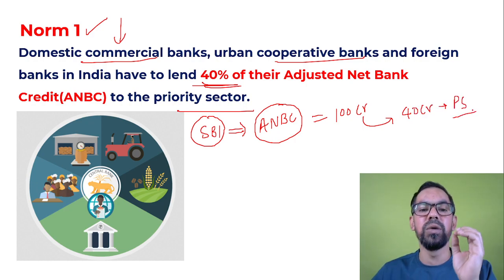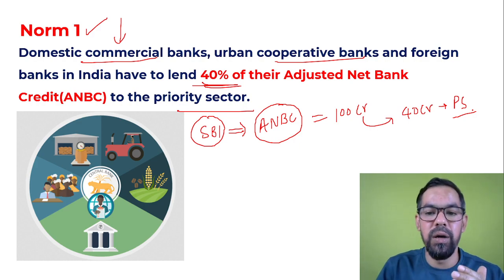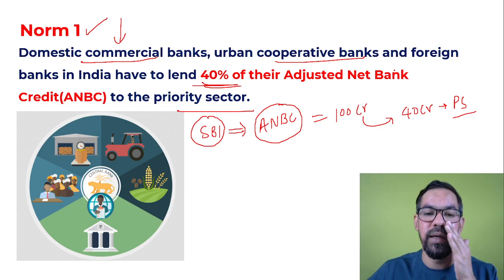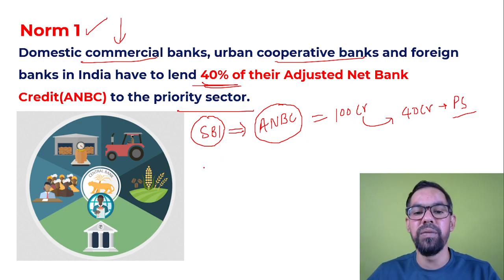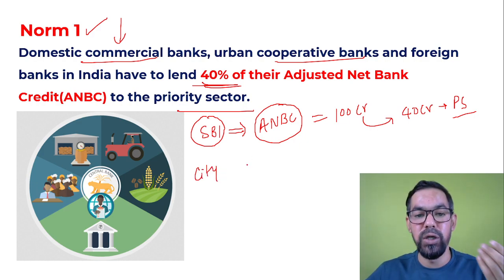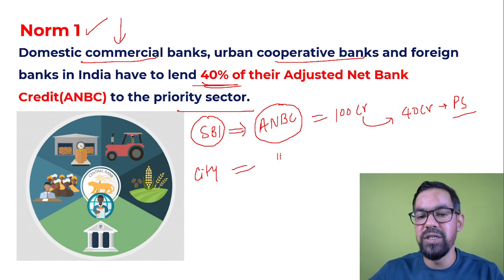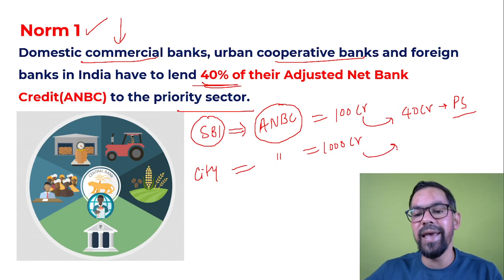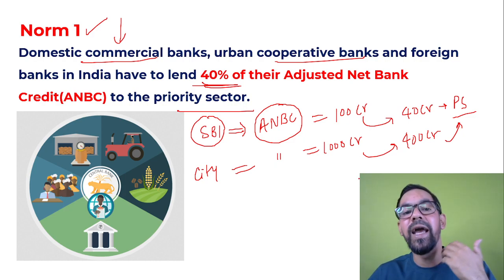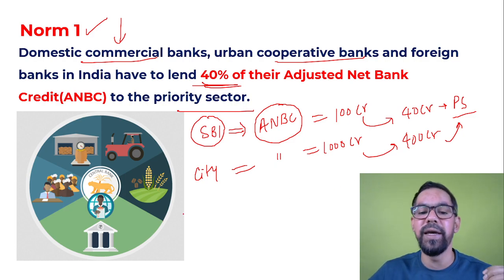So this is rule 1 for domestic commercial banks, urban cooperative banks, and foreign banks in India. Let's say in the case of any bank, for example Citibank, it has more than 20 branches in India. So the ANBC of Citibank is supposed to be 1000 crore. Out of this 1000 crore, they have to lend 400 crore rupees in the priority sector. Similarly for PNB, ICICI Bank, Axis Bank, Yes Bank, and other banks in India. I hope now you get an idea.